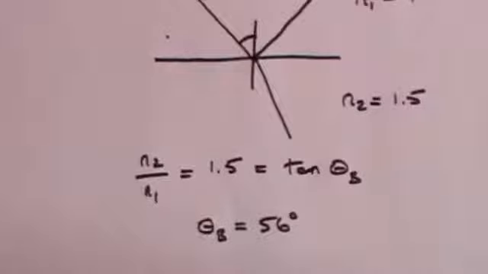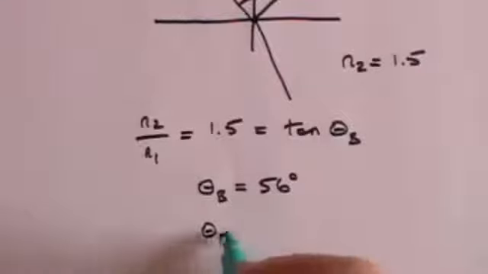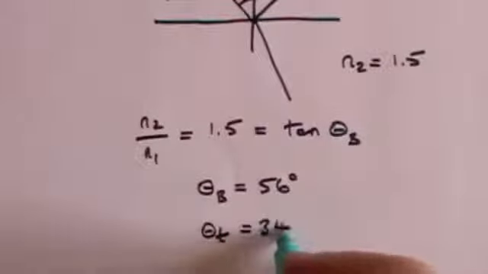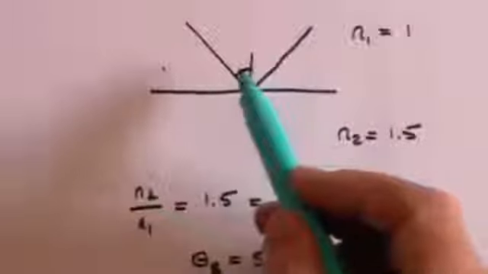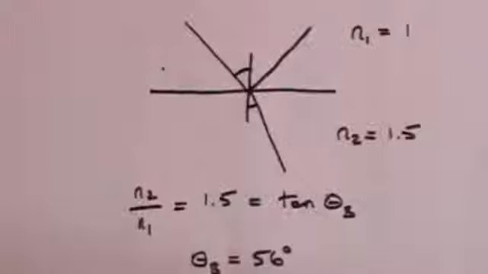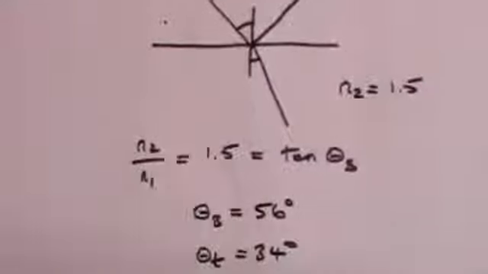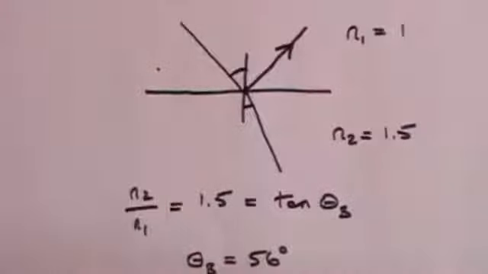And incidentally, since theta 1 and theta 2 must add up to 90, that means that theta 2, or if you like, the angle of refraction, which I'll call theta t for transmission, must equal 34 degrees. So in this diagram here, this angle, the angle of incidence, theta 1, is 56 degrees. This angle, the angle of refraction, or the angle of transmission, is 34 degrees, and the two added together make 90 degrees. And in those circumstances, the light which is reflected is 100% polarized in the perpendicular direction.